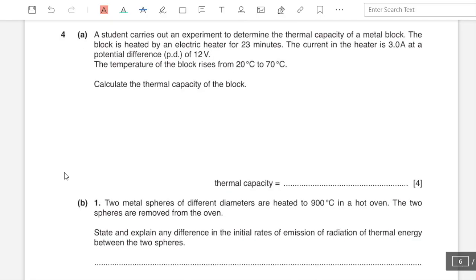Question number 4a. A student carries out an experiment to determine the thermal capacity of a metal block. The block is heated by an electrical heater for 23 minutes. The current in the heater is 3 amperes at a potential difference of 12 volts. The temperature of the block rises from 20 degrees Celsius to 70 degrees Celsius. Calculate the thermal capacity of the block.